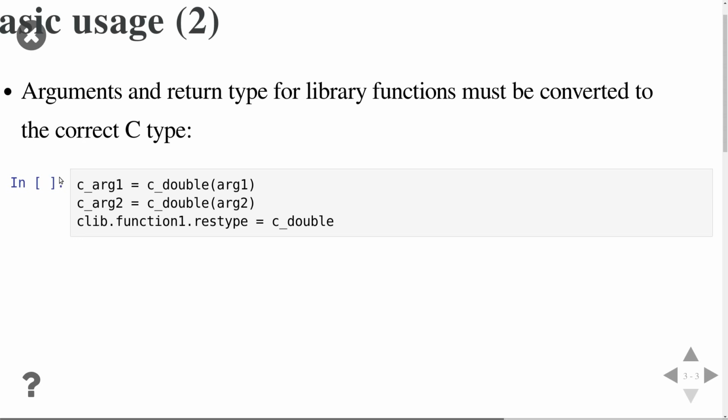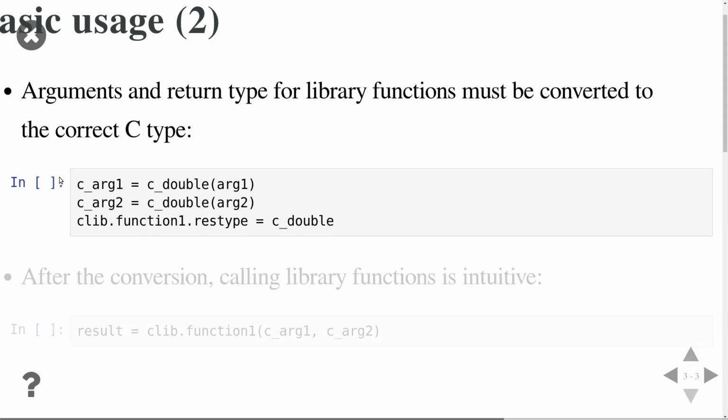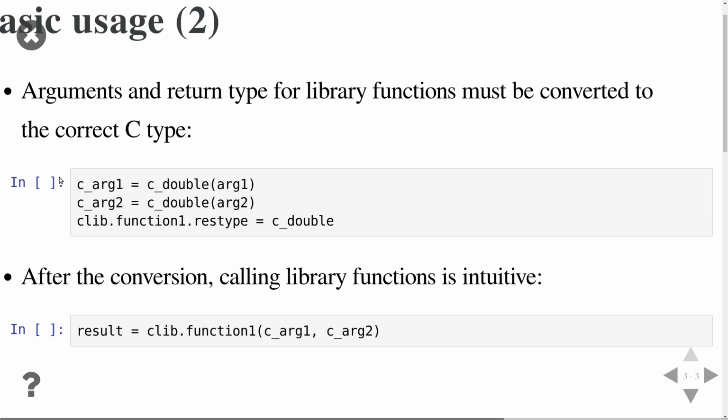And then you also specify that my function1 in the clib shared module has a result type also of C double. So I need to tell clib that the return argument is of type double. And once I've done this conversion, I can call the function with my converted arguments. So I can call clib.function1, carg1, carg2, and then get the result directly back.